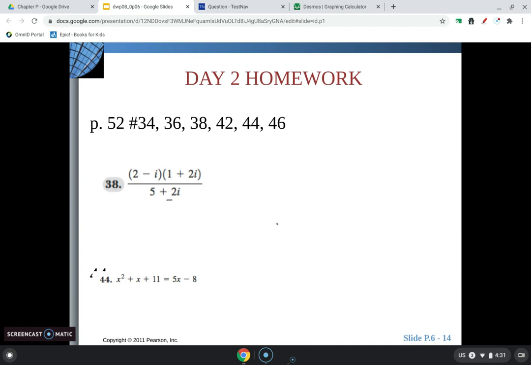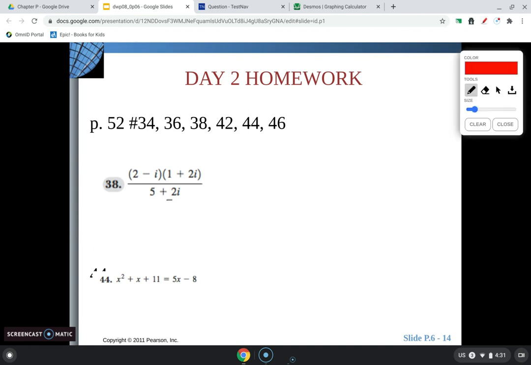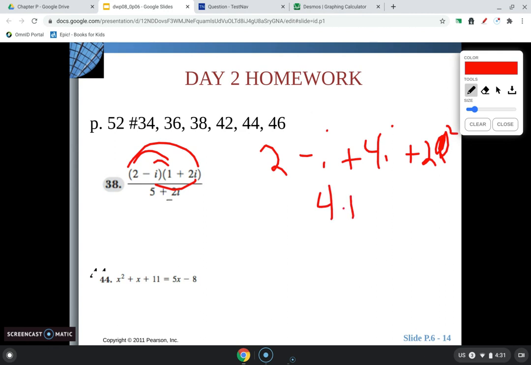All right, let's go through a couple of these here. 38. All right, so we're going to have to FOIL the top first. So 2 minus i plus 4i and minus 2i squared, that becomes positive. 2 plus 2 is 4 plus 3i over 5 plus 2i.